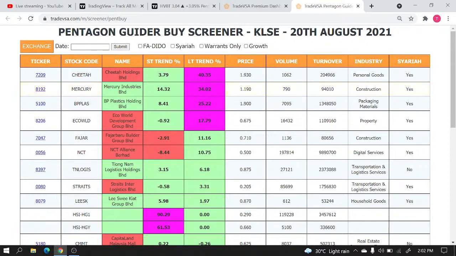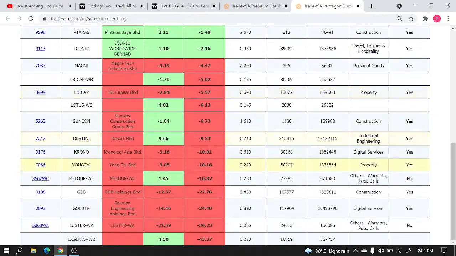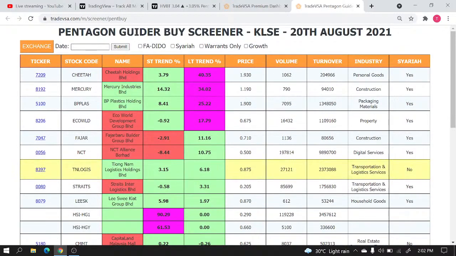There are a few counters in this Pentagon screener that are actually pretty good. BP Plastic is one of the stocks I'm interested to look into, because they broke from accumulation 1 or 2 months ago, and recently they're doing another reaccumulation. Cheetah is weakening slightly, but overall still above a very good support. Mercury, I'm not so sure, I think it's a bit illiquid. So let's go through this view first.